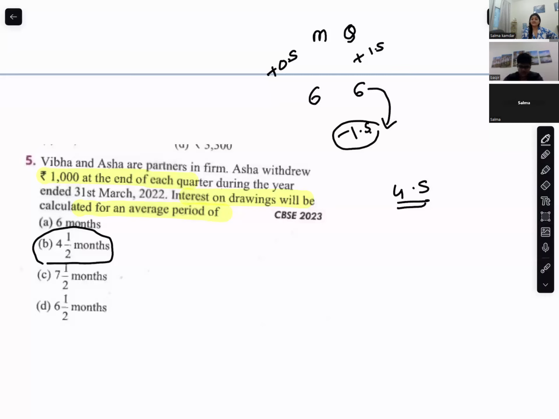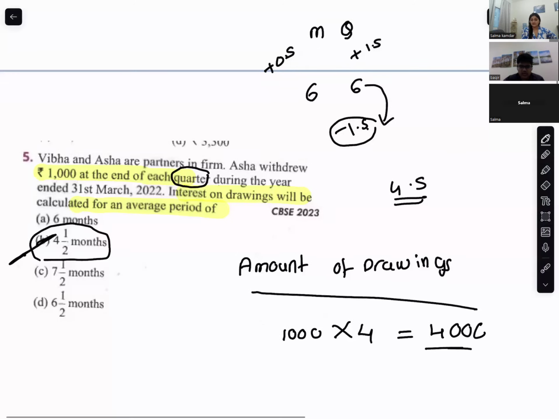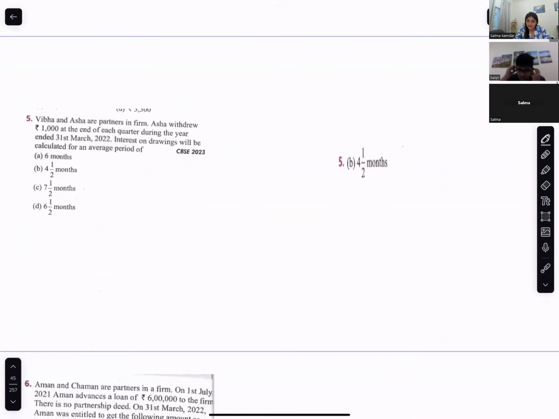So it will be calculated for 4.5 months. Can you give me the amount of drawings? 1,000 per quarter. How many quarters in a year? Four quarters. So this will become 4,000. Answer is option B, and the amount of drawings is 4,000. Are you with me? Okay.